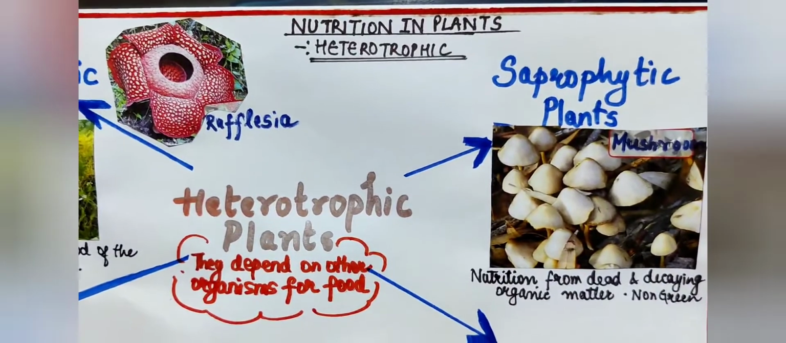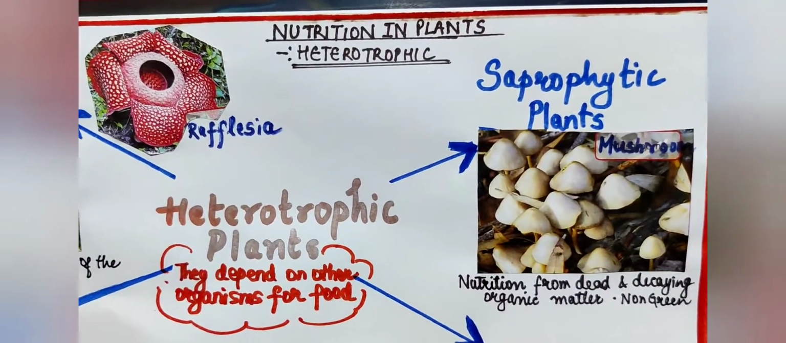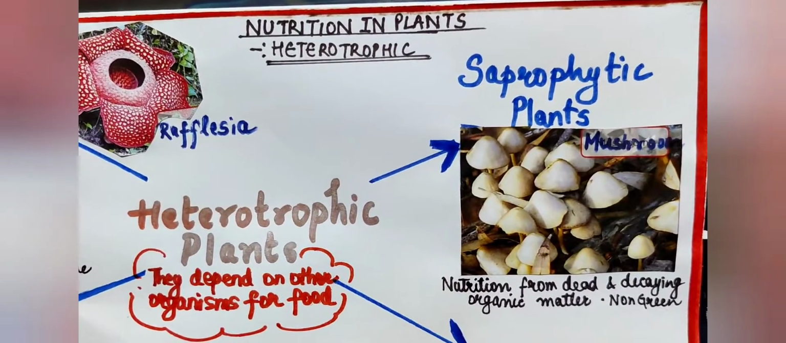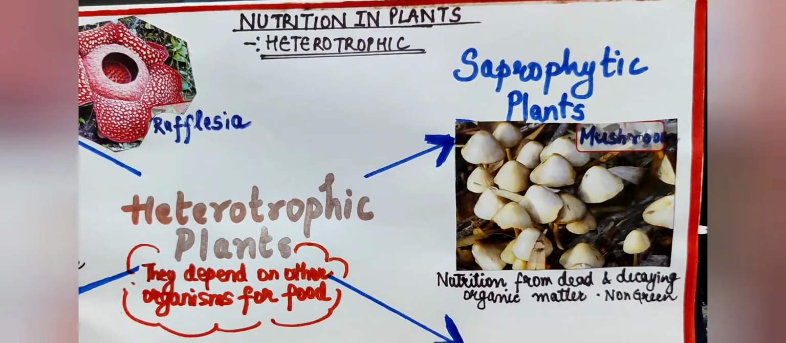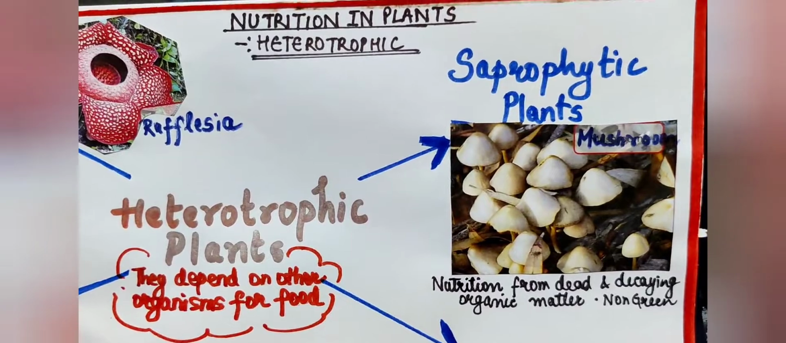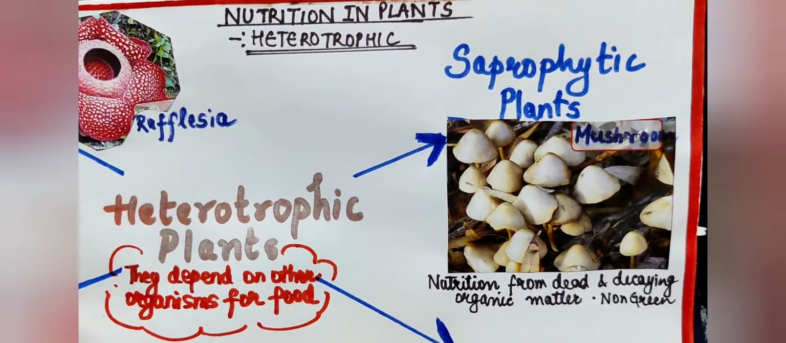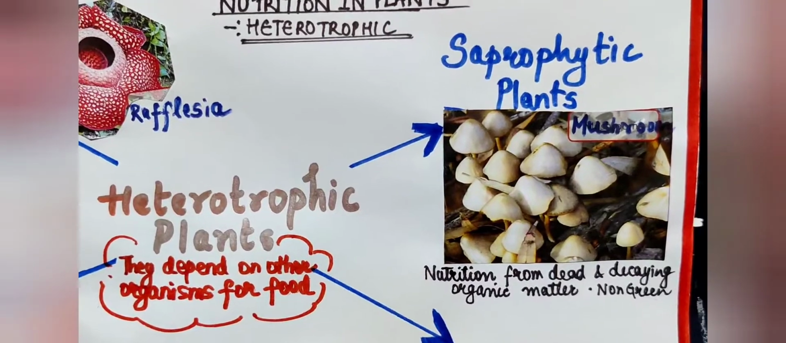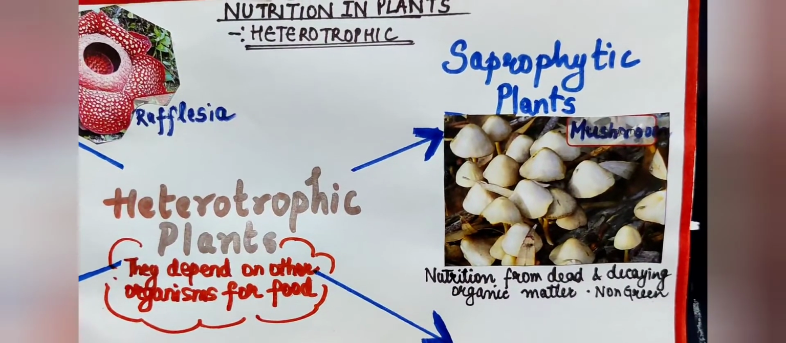Then comes the saprophytic plants. These plants you have seen on your bread also, bread mold, the mushrooms. They take nutrition from dead and decaying organic matter. When we say organic matter, it can be the plant or that can be the animal also.